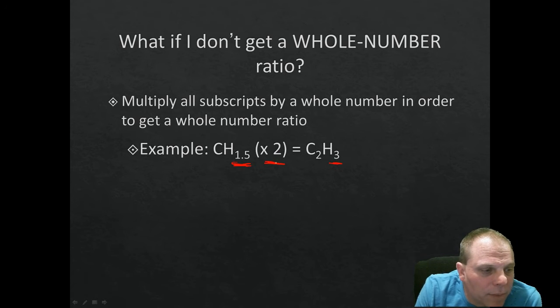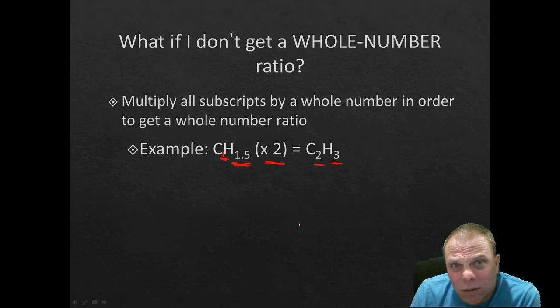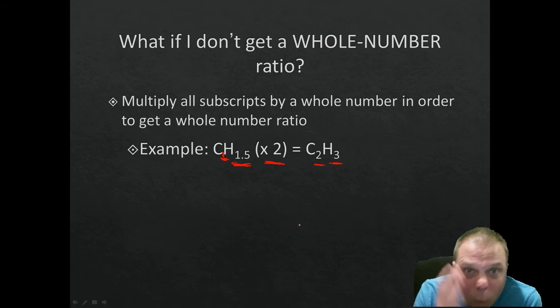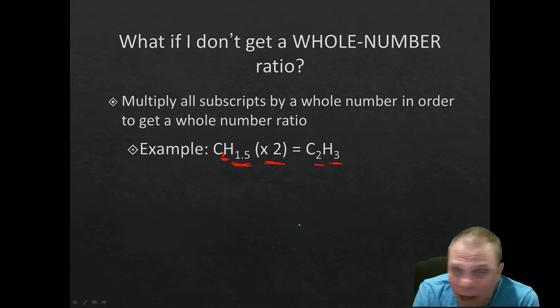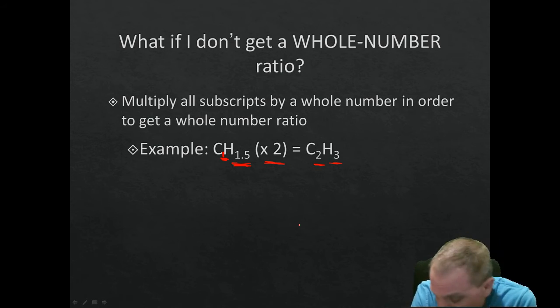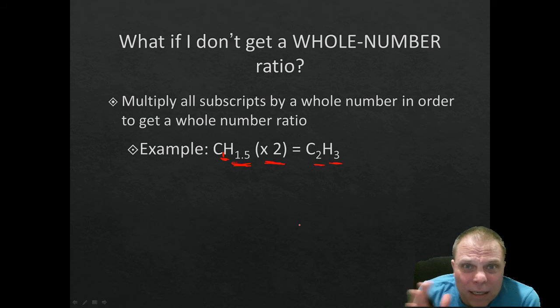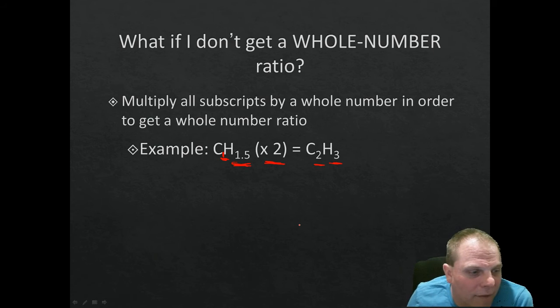But then I have to multiply that 2 by the C, which was basically a 1 there, and so that C becomes a 2. If you get a situation where it's not a whole number, you just have to figure out what whole number you could multiply each of these by. It has to be the same whole number, multiplied throughout the entire formula to get all of them to be whole numbers. Once you do that, you're going to have the answer.